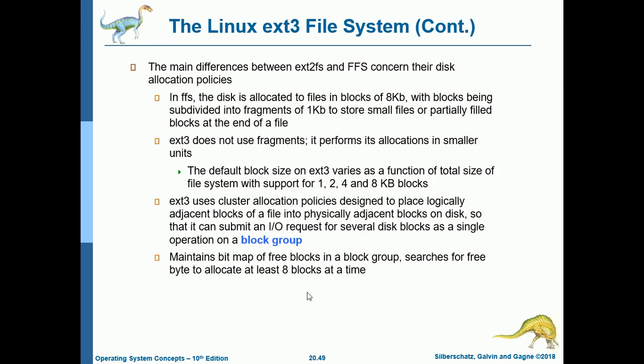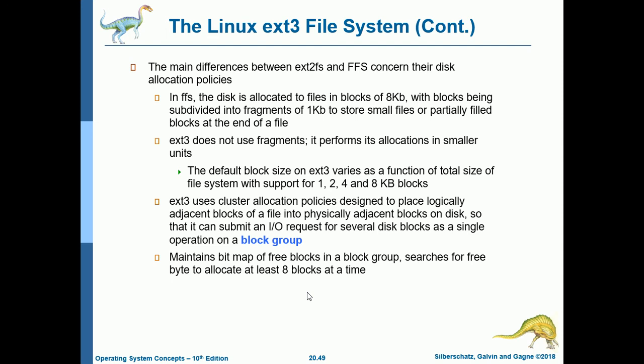The main differences between ext2fs and FFS concern their disk allocation policies. In FFS, the disk is allocated to files in blocks of 8 kilobytes, with blocks being subdivided into fragments of 1 kilobyte to store small files or partially filled blocks at the end of a file. ext3 does not use fragments. It performs its allocations in smaller units. The default block size varies as a function of the total size of the file system, with support for 1, 2, 4, and 8 kilobyte blocks.